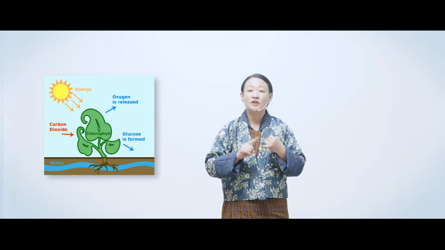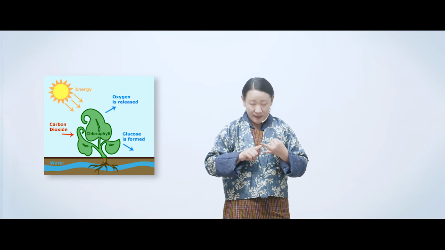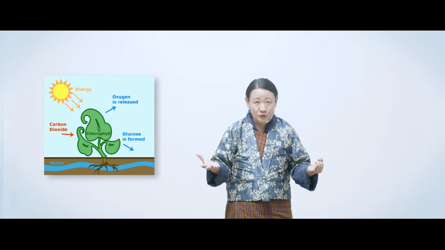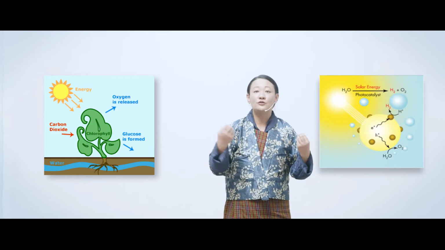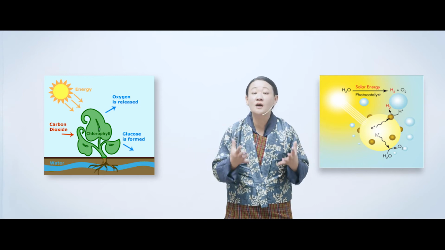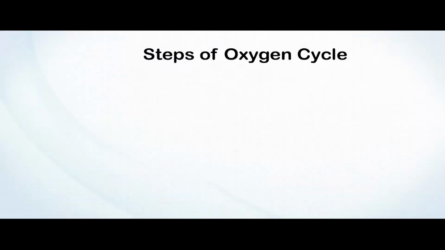Plants produce oxygen during photosynthesis, and some portion of the oxygen is also produced when the sunlight reacts with the water vapor in the atmosphere. So this is how oxygen is produced. Now let's look at the steps of the oxygen cycle.